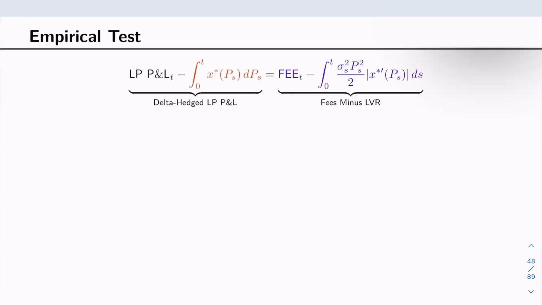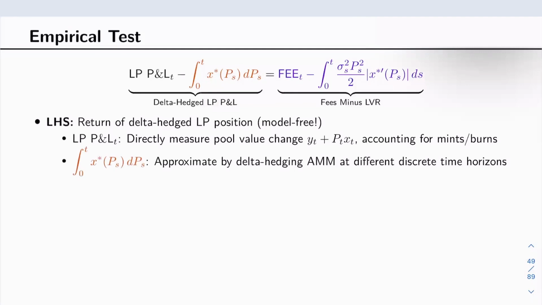So here's the empirical test. We had this equality exactly on the slide before. On the left side is the delta hedged P&L, which is the actual P&L minus the P&L of taking the same positions on the centralized exchange. On the right side, we have fees minus LVR. And if I look at the left side, I can compute this without any model. Right? For the LP P&L, I can go to the Ethereum blockchain. I can pull the events for that pool, and I can directly measure how much the pool value is increasing or decreasing, properly accounting for mints and burns and so on. So that's just accounting to compute the LP P&L.